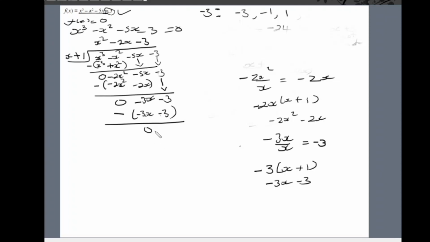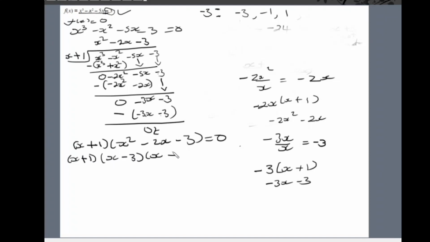So therefore, because I don't have any remainder, it means x squared minus 2x minus 3 is also a factor of f of x, right? So now my equation will become like this. Sorry, here I should have x squared minus 2x minus 3 equals 0. So now I can factorize this part. Here I still have x plus 1. Here I'll have x minus 3 times x plus 1, right?